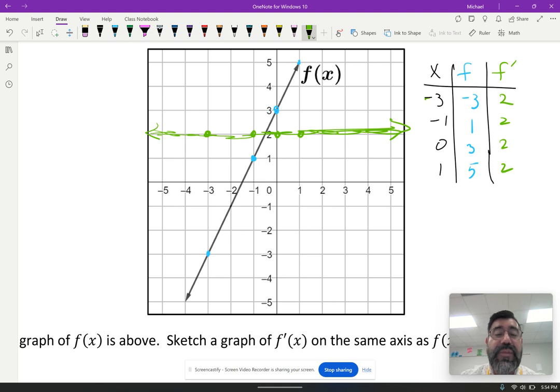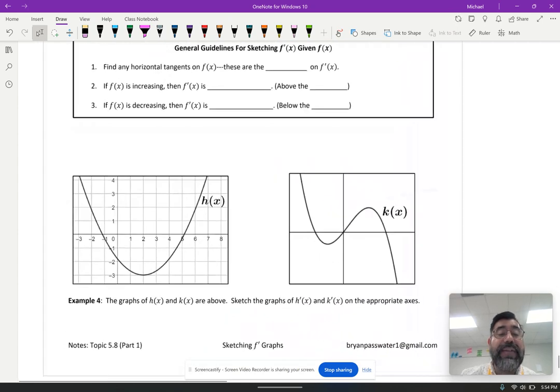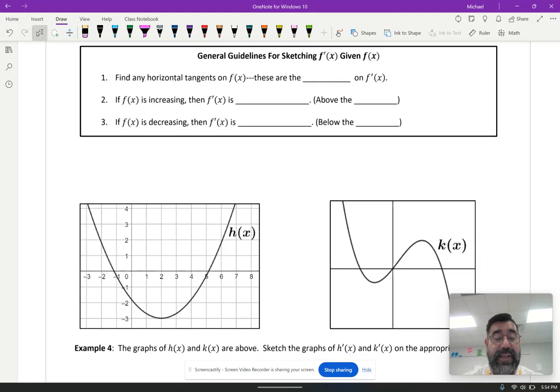So we've done two back-to-back examples of linear functions and finding the derivatives of those. But what if we have something more curvy, like these two in example 4? Well, let's think about what we know. We know that horizontal tangents mean that the derivative is equal to 0. So these are the zeros on f prime of x.